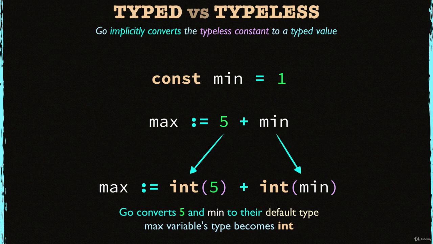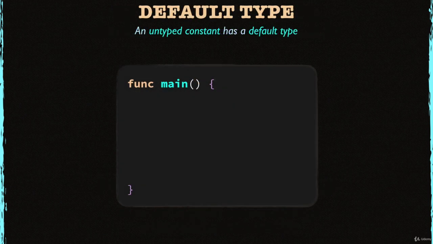Now let's take a look at the default types of all the basic literals in Go. Let's short declare a variable using an integer constant like this. Can you guess the type of the i variable? I'm not gonna ask you that. Sure, you know that its type is int.